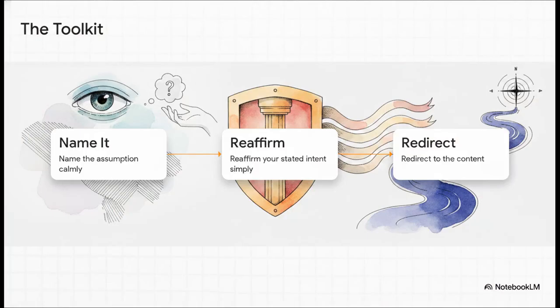Let's see how this builds your highly effective defense. Step 1, name the assumption calmly. You might say something like, "I notice you're focusing on my supposed motive rather than my point." Step 2, reaffirm your stated intent. Simply say, "My intention is exactly what I said, to improve this process," or "to honor my boundary." And finally, Step 3, redirect to the content. Ask them, "Can we discuss whether this idea has merit, regardless of why I brought it up?" These 3 simple steps empower you to halt the fallacy right in its tracks and pull the conversation back to exactly where it belongs.